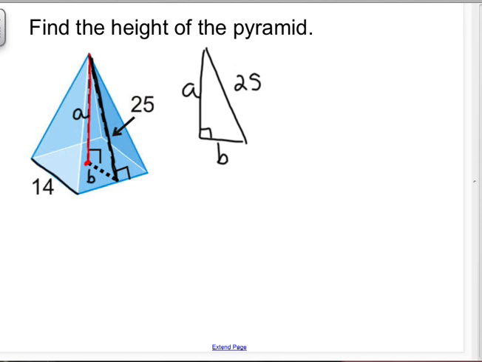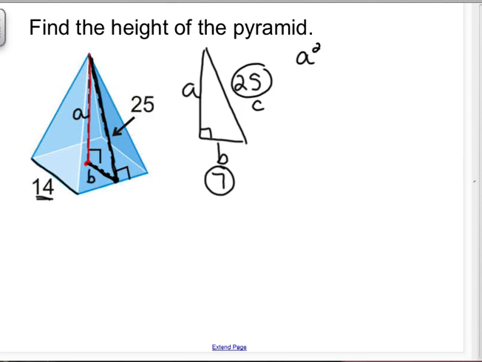B is actually 7, right? This distance from out here on the edge to the center of the base, standing in the middle of that room, would actually be half of that 14. So that would actually be 7. So there's my triangle. Now, I know B, and I know C, and I don't know A.